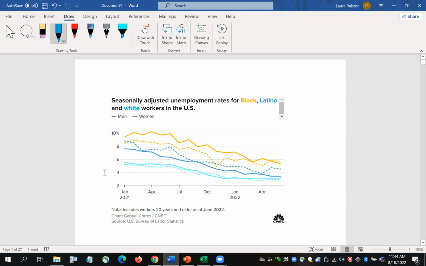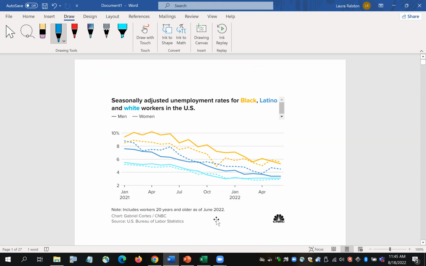And then it doesn't indicate so, but it looks like maybe the vertical scale is percentages. I can recognize that because of the percent symbol. There's also some footnotes. It tells me that this graph includes workers 20 years and older as of June 2022. So this would not include your teenagers who are employed perhaps.